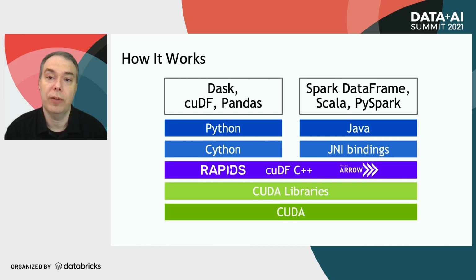On the right-hand side, what we did is we took that same C++ library that cuDF is using, and we provided Java bindings, JNI bindings that allow Java JVMs to call into libcuDF and leverage the power of those algorithms on GPUs. And then we tied that into Spark through the data frame and SQL APIs.